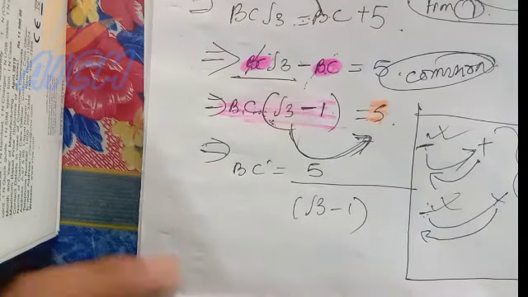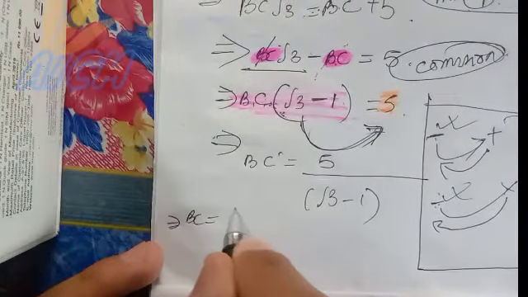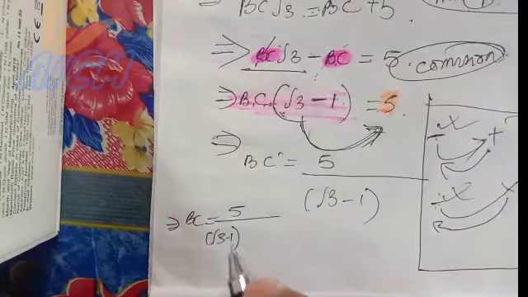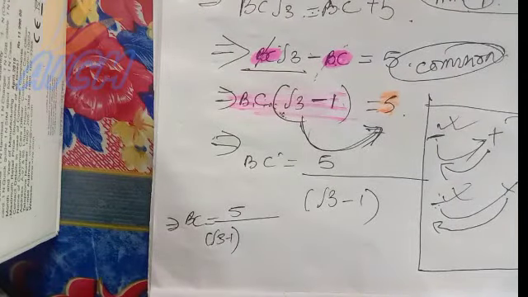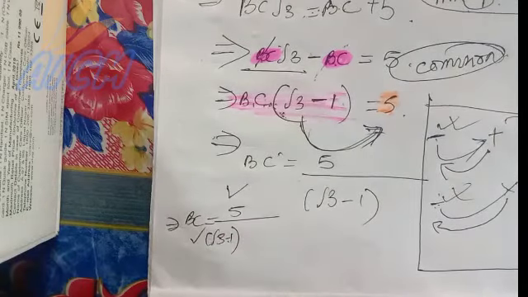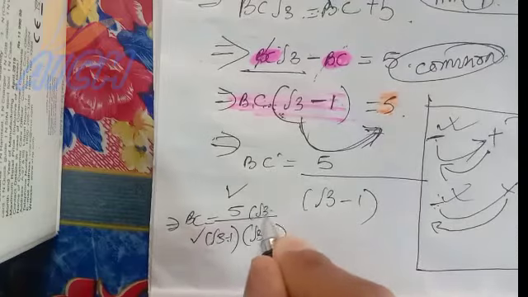Now let us proceed on with the step. Now we have BC is equal to 5 over root 3 minus 1. Now we have a root in the denominator, that is not the standard form, so we need to standardize and we need to take away the root. So in order to take away the root, we are going to multiply the numerator and the denominator with the denominator, root 3 minus 1.